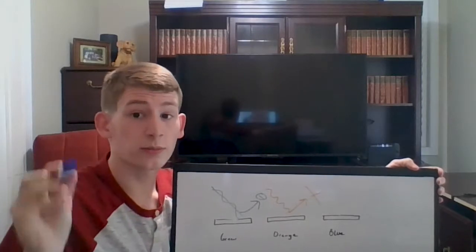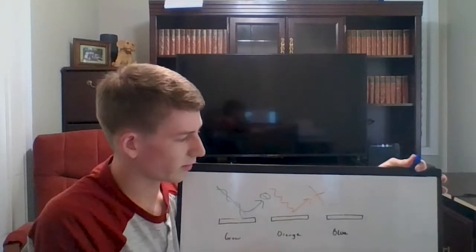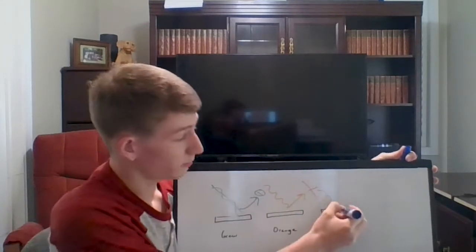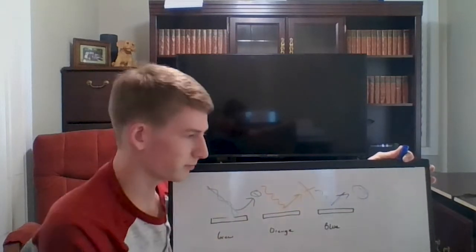Next, let's take a look at blue light. Blue is further on the spectrum than green, meaning it would have a higher frequency. So it could be the faintest little sliver of blue light, but since it has a higher frequency, an electron would be emitted.